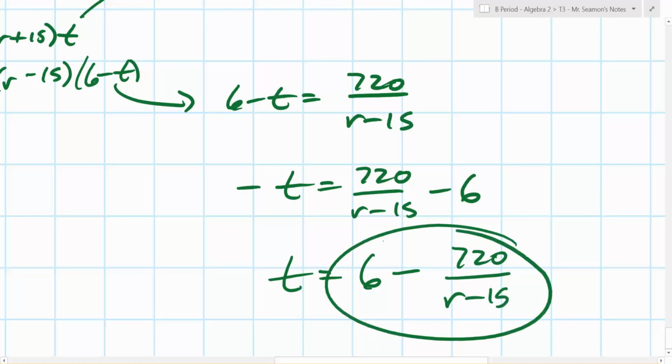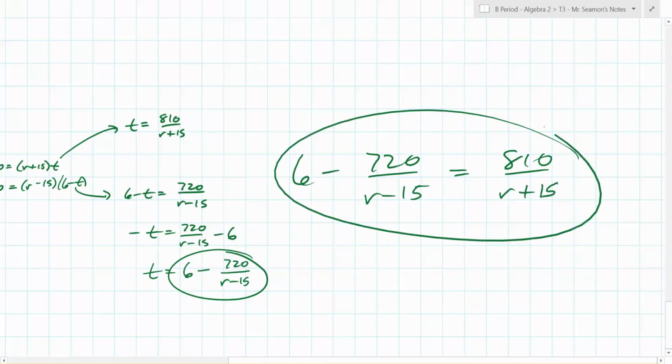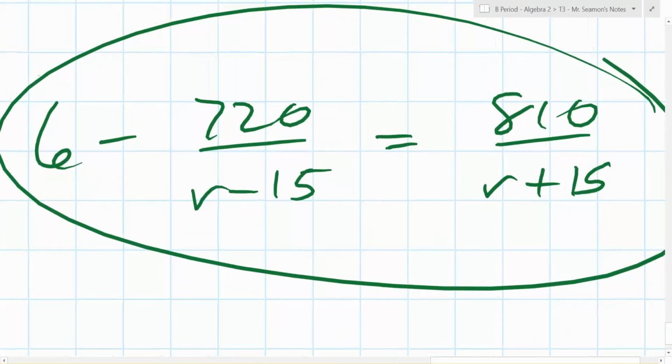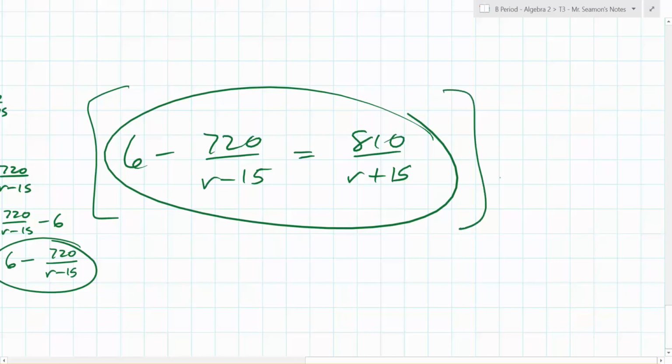So now do we have T? Yes. So what can we now write? We can write 6 minus 720 over R minus 15 is equal to 810 over R plus 15. How many variables do you see? One, it's just R. How many equations? One equation, one variable. Should you be able to solve this? Yes. We're not going to do it now because we have to go, but what would you multiply this by first? R minus 15 times R plus 15. Because what does that do? That gets rid of the denominators. It turns it into a quadratic, but hey, can you guys handle quadratics? Yes.